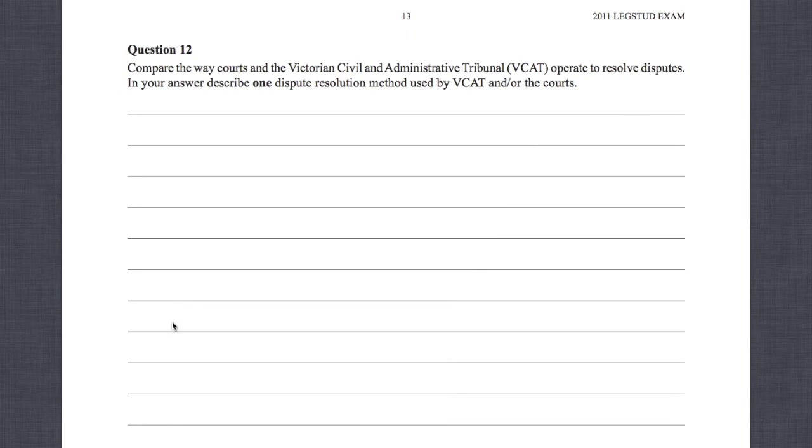So the very first thing we want to do with this question is we want to work out what is the verb in the question. And that, very simply, is compare. Compare is the verb that's going to tell us exactly how we answer the question. And we know from our verb glossary that compare requires us to describe and analyse how the concepts in the question, here the courts and VCAT, are similar and different.